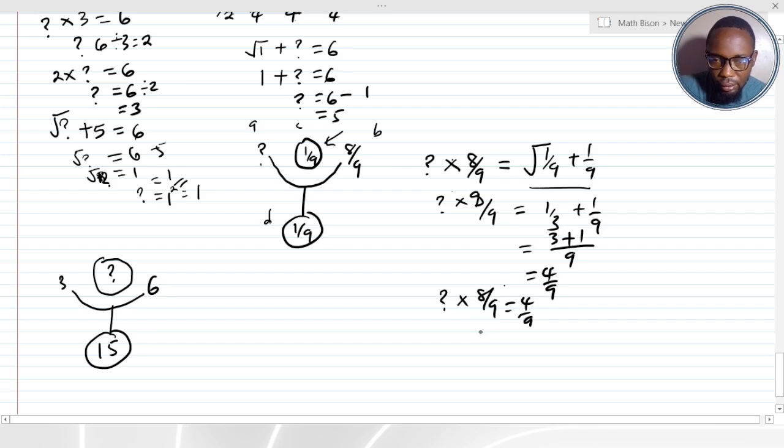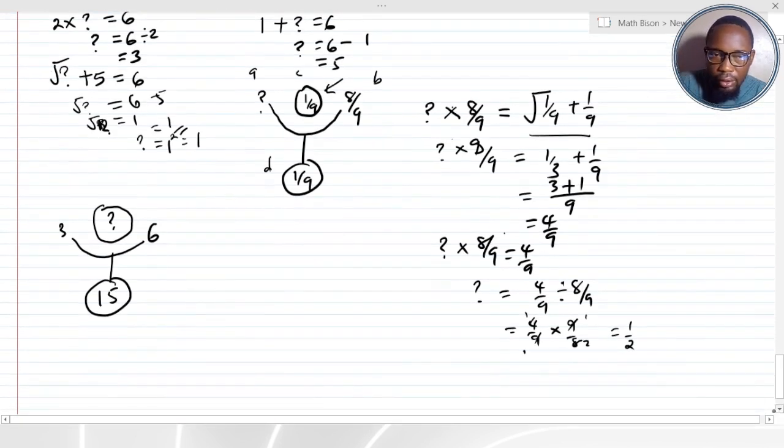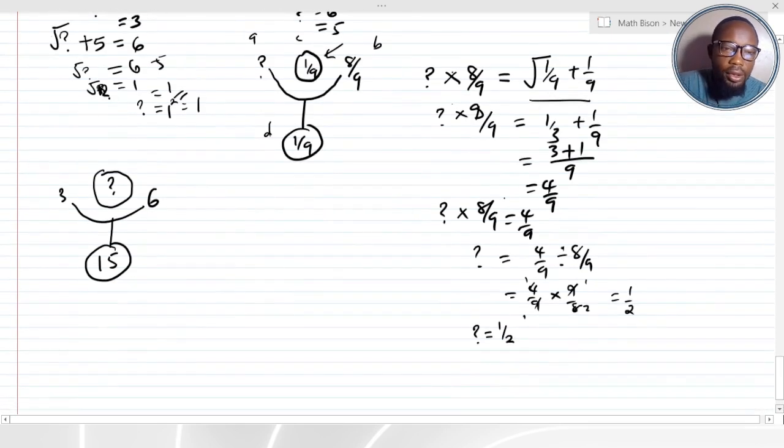And by reverse engineering, that missing number will be what? 4 over 9 divided by 8 over 9, which is 4 over 9 times, remember, in division of fractions, we're going to somersault the numerator and denominator so that they swap positions. We have 9 over 8. 9 takes 9, 4 here 1, 4 here 2. We have 1 over 2, guys. So the number missing is 1 over 2.